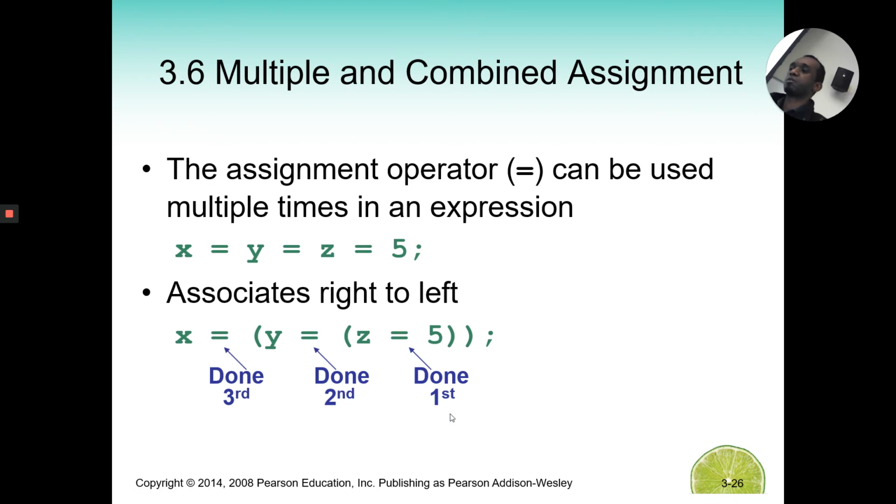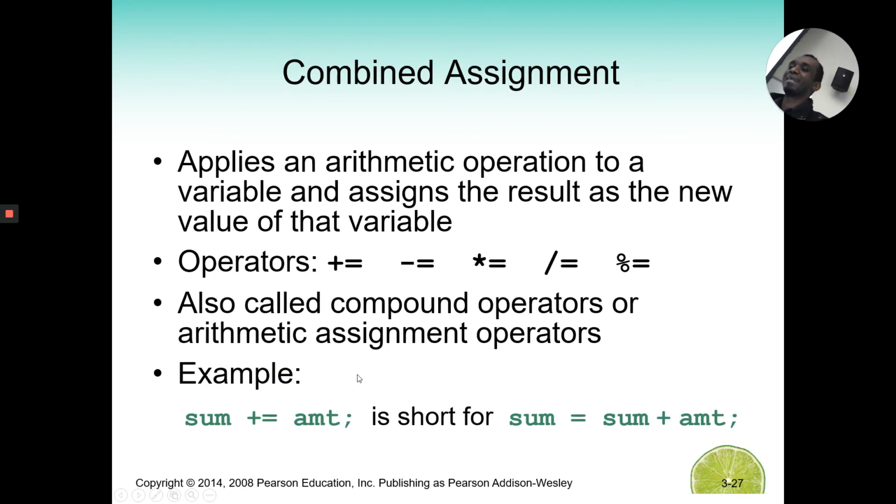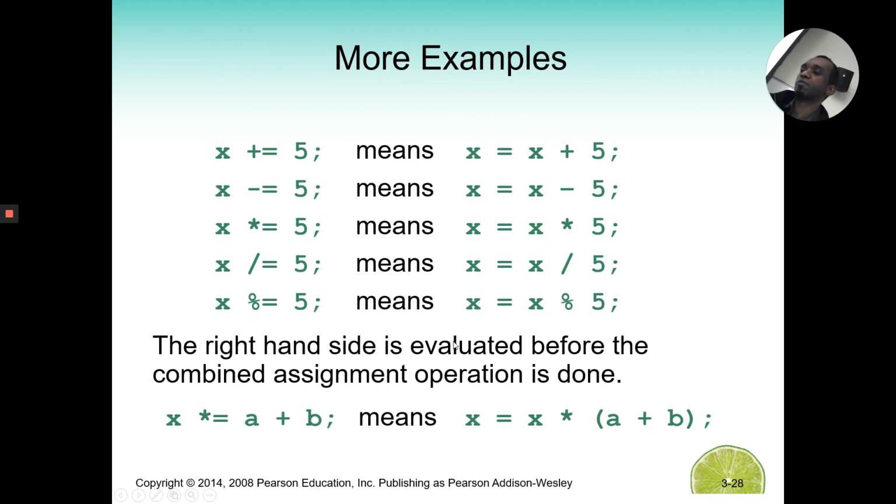You're allowed to use the assignment operator, the equal sign, multiple times. It associates from right to left. And you can use combined assignments, what's called the augmented assignment operators. These would be plus equal, minus equal, multiplication equal, division equal, and modulus equal. They're also called compound operators. And there are some more examples of those. The right-hand side is evaluated before the combined assignment operation is done.